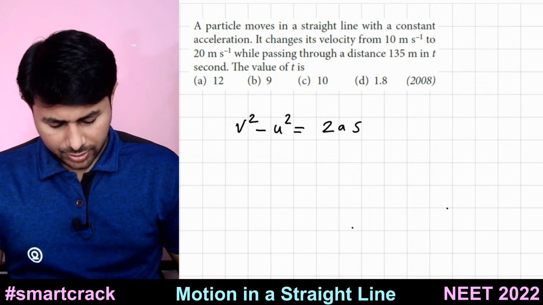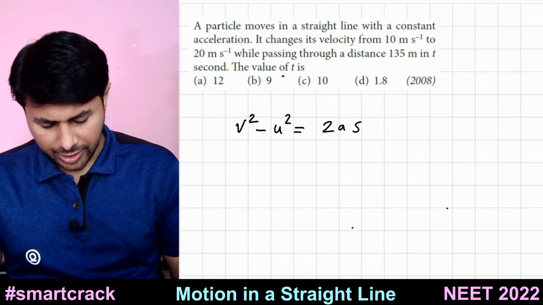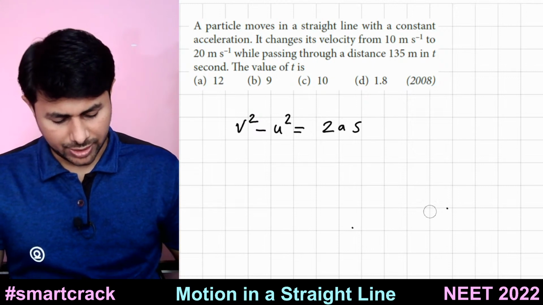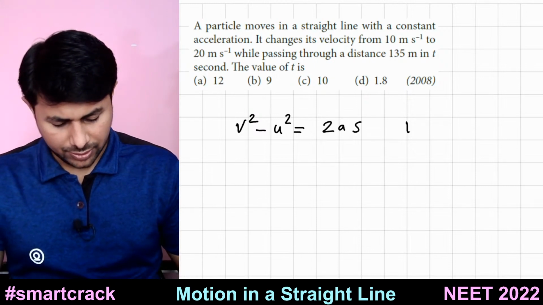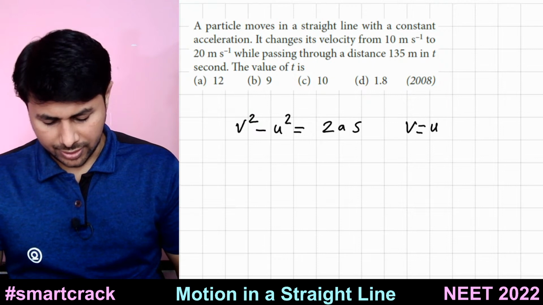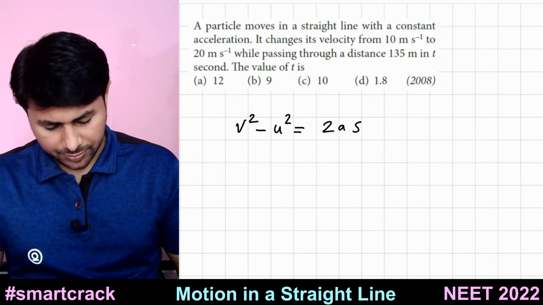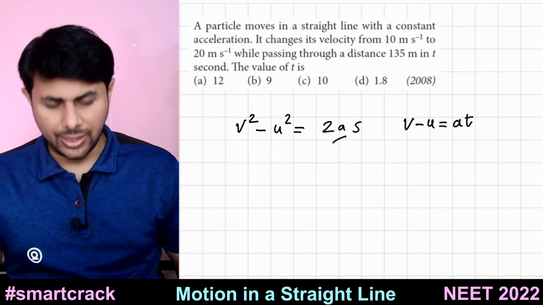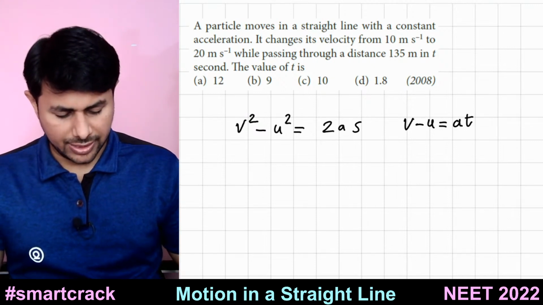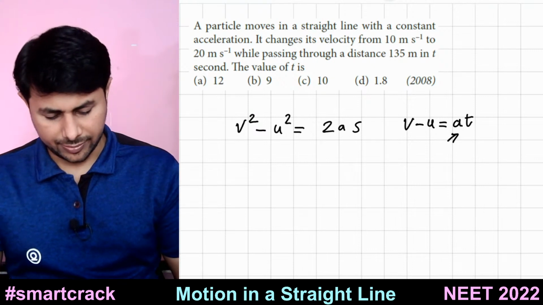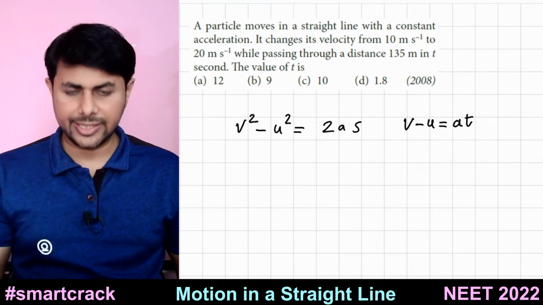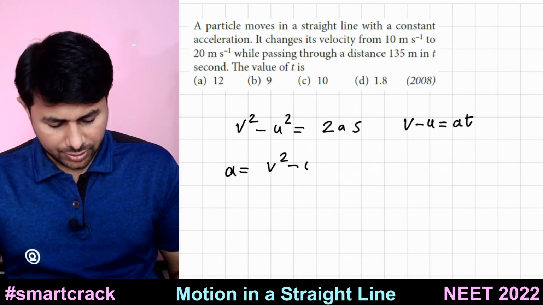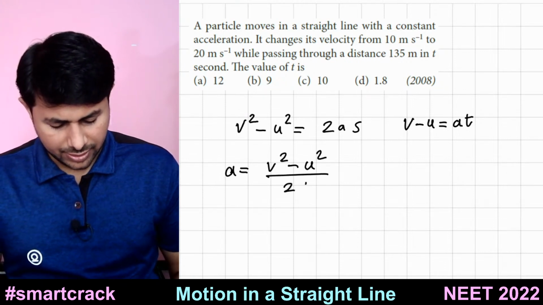Okay, so let's do that, and we have to find time. So we can use another kinematic equation of motion, let's say v equals u plus at, or v minus u equals at. So once we know acceleration, we can substitute that in this equation to find out time. Okay, so first let's find out acceleration. So a will be equal to what? V square minus u square divided by 2 times s.